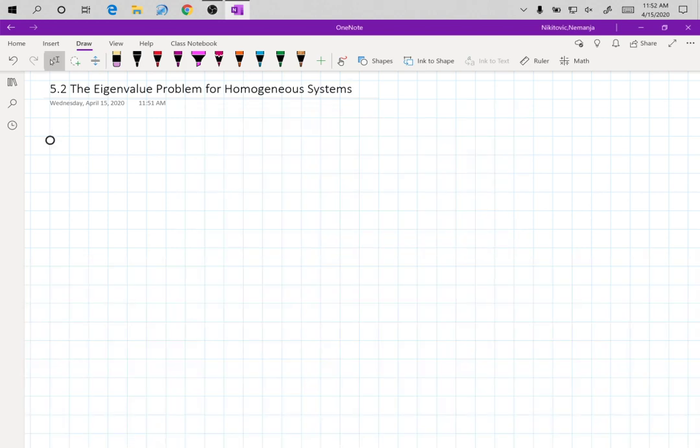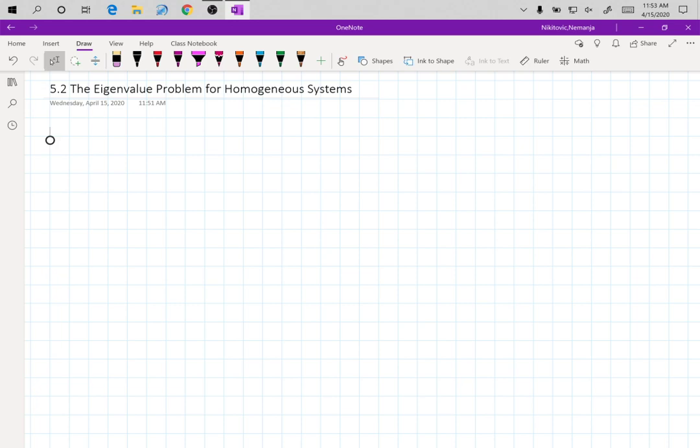Hello and welcome back to Differential Equations, section 5.2 on the eigenvalue problem for homogeneous systems, meaning the ones that are equal to 0, right? So, eigenvalue. What's the eigenvalue? Well, it's German, right? And the word eigen refers to the one. Okay, the one, the special solution.